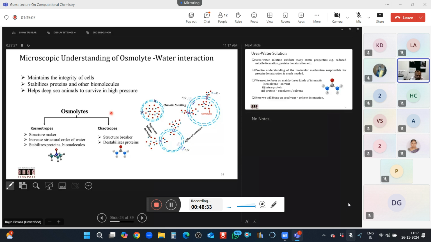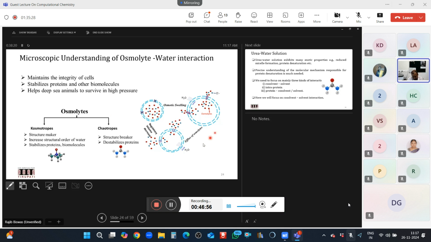It has been found that in their body, a 4 molar TMAO concentration is always there. So that TMAO is helping the protein to not be denatured or not go to some other conformation rather than the biologically active configuration. Okay. So this is the motivation for exploring how this TMAO is actually interacting with the water molecules.